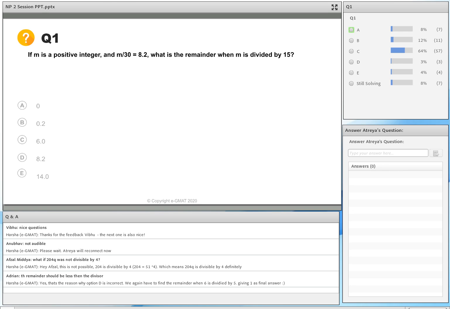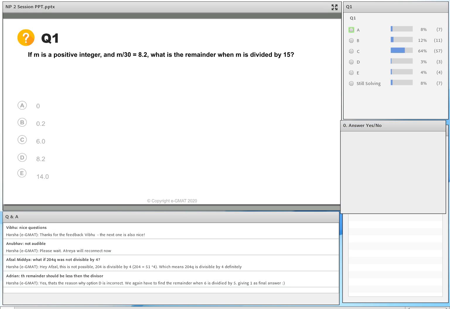Around 27% of you marked other choices than choice C. Now, one very, very important question that I have for all of you before I move into the solution for this: I'm going to bring in the yes no poll. Tell me, how many of you did the math over here? That is, calculated the value of m and then calculated the remainder. How many of you did the math over here?